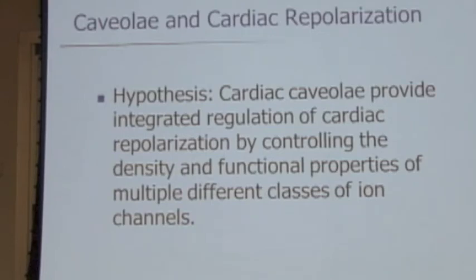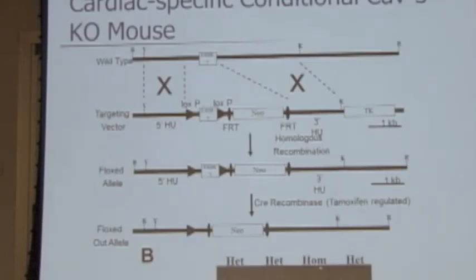So our hypothesis is that cardiac caveolae could provide integrated regulation of cardiac repolarization by controlling the density and functional properties of multiple different classes of ion channels. So sort of a big hypothesis, and you'll see why we came to that idea. So first, a little bit about the mouse.